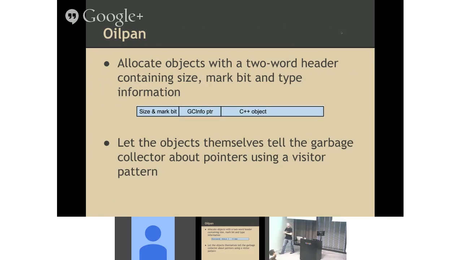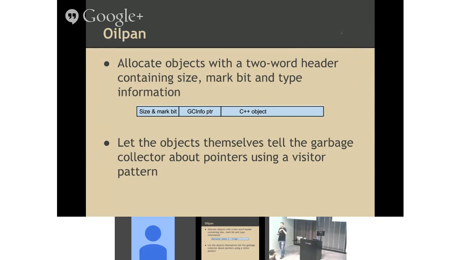So how do we do that? Well, first of all, we allocate objects in our heap with a 2-word header. The size and the mark bit is in the first word, so that takes care of that. If you have a pointer to an object, you know that it has this header, so you can go back to the header and find the size, so that you can use it for sweeping. You can also find the mark bit, because that's there too.